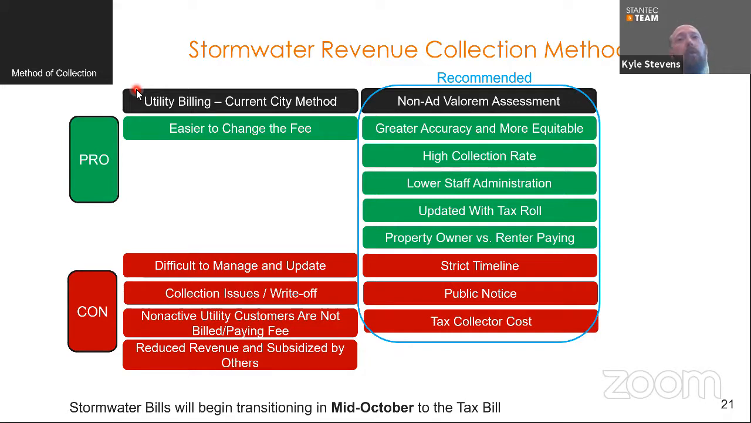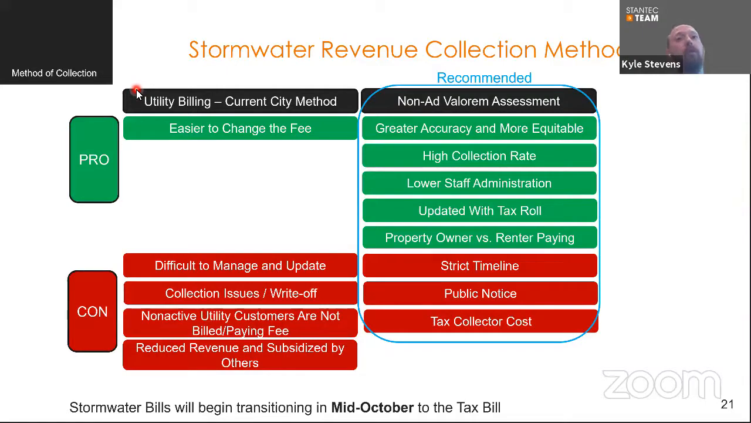The other way to do it that's being recommended as part of this study is a non-ad valorem assessment. That shows up on the bottom portion of a property owner's tax bill. And there are a number of benefits associated with that, which is why it's being recommended. And that's because typically it leads to greater accuracy.